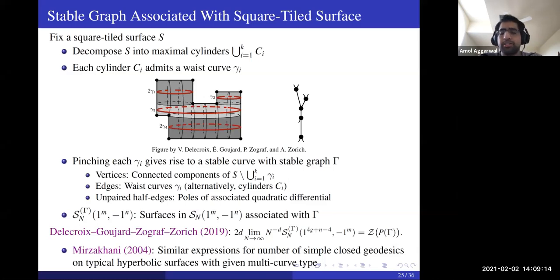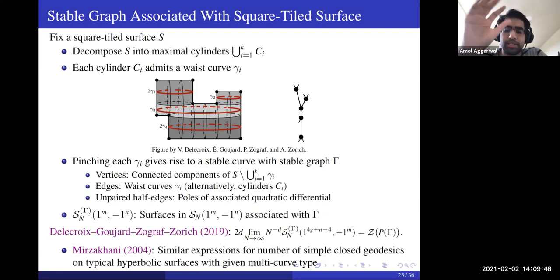So I should say that this is the volume of the full moduli space of quadratic differentials. They're actually similar. There's a very beautiful story of Mirzakhani from her thesis that gives similar expressions for simple closed geodesics on random hyperbolic surfaces with a given multicurve type. I won't go into it later in this talk, but I'll quickly describe in words what's going on there. One takes a random hyperbolic surface according to, say, the Weil-Petersson volume, and one considers a random multicurve on it according to the Thurston measure.